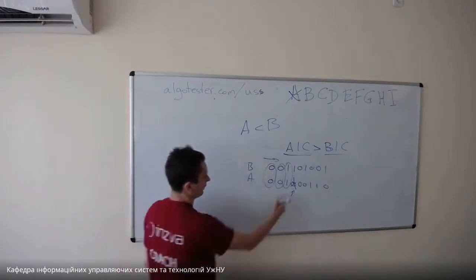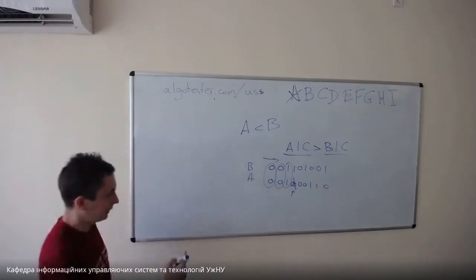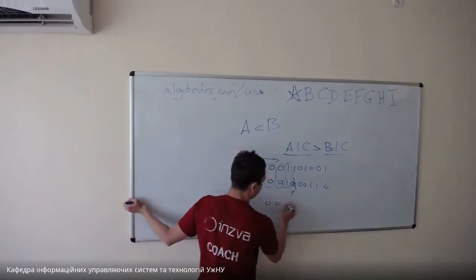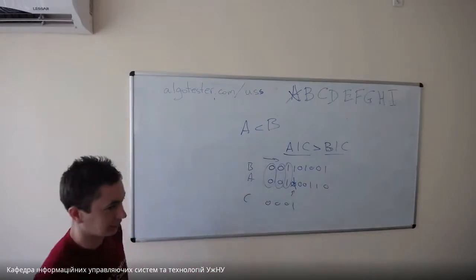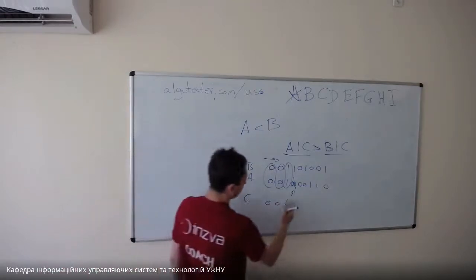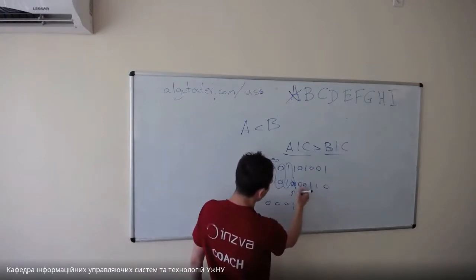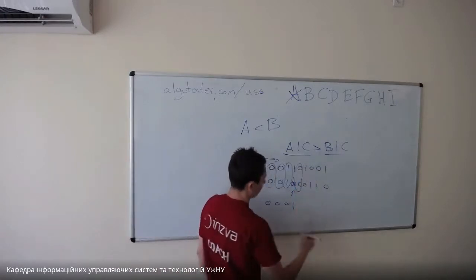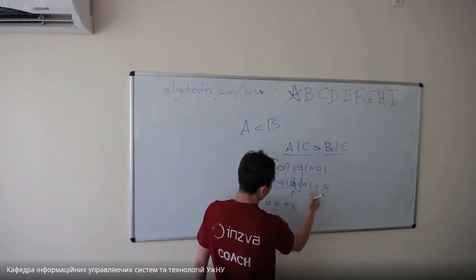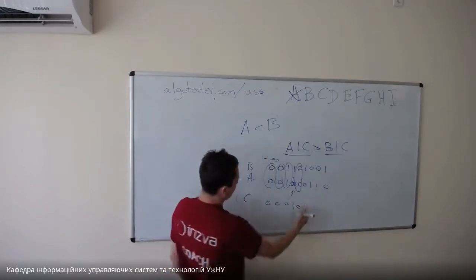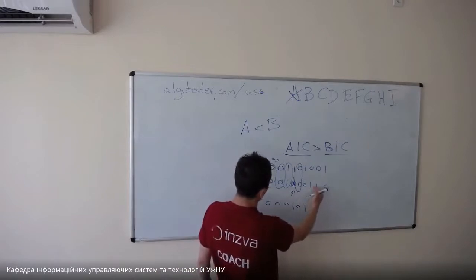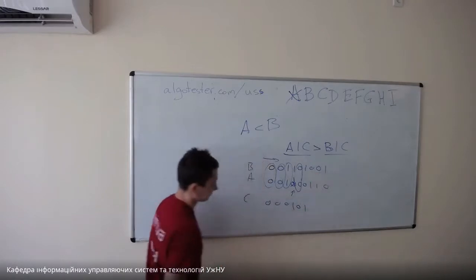We have to set this bit to 1. So this bit has to be set to 1 in C. Here we construct a C number. Then you just continue. We have a couple of zeros, we just skip them. We have 1 and 0. We set this bit in C to 1. And then we have 1 in A and 0 in B.